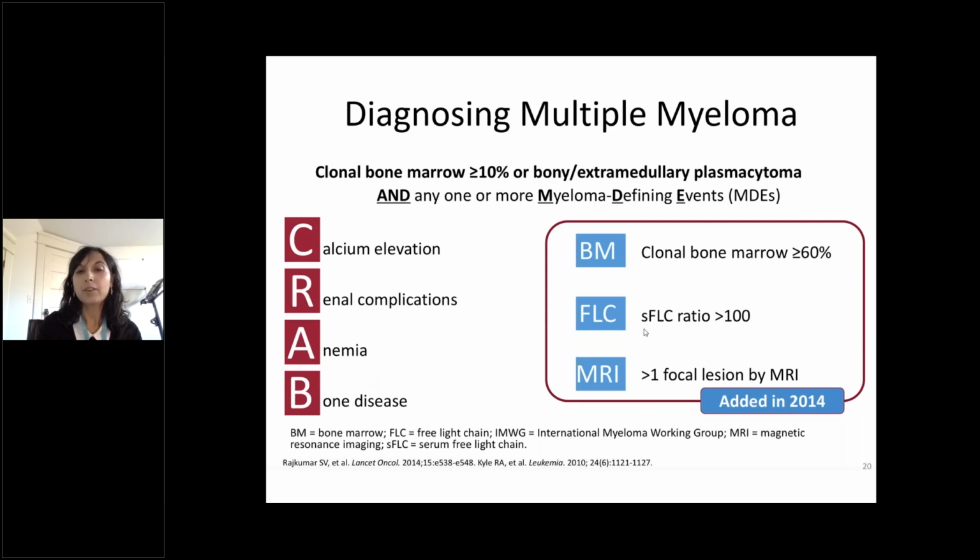Then there's something called the serum-free light chain ratio. So you'll recall I mentioned the light chains. And so if one of the light chains is so high that it's produced this abnormal ratio, that's another sign that the myeloma is progressing at a pretty rapid rate, and we want to intervene before we end up with kidney problems. And finally, if there's more than one lesion seen on MRI, that would be another reason to recommend treatment, and we would make the diagnosis of multiple myeloma.